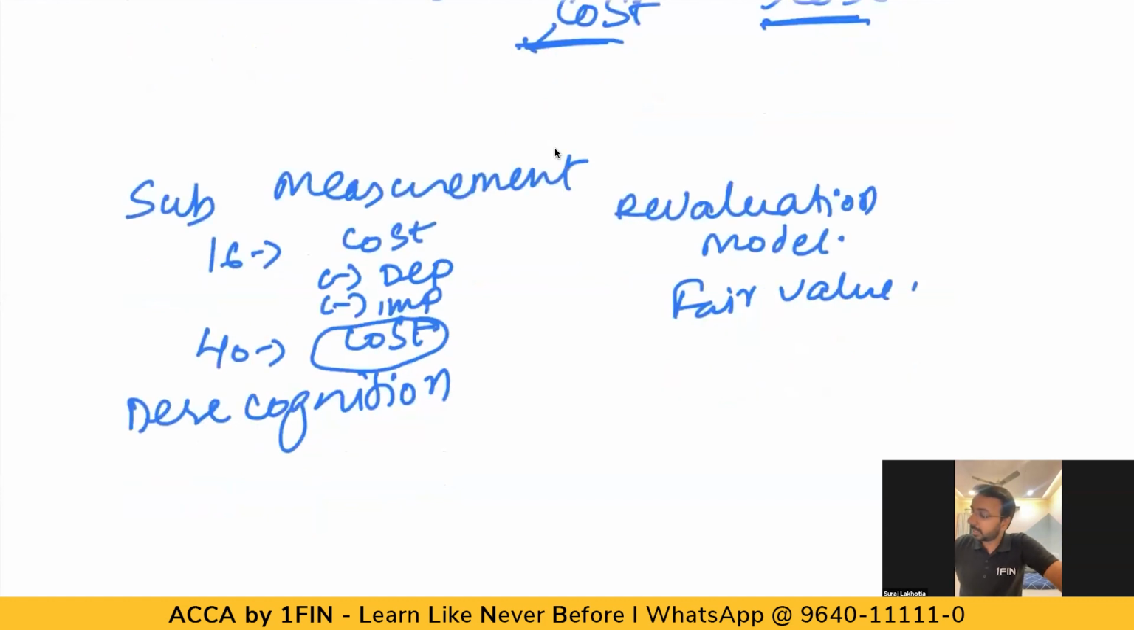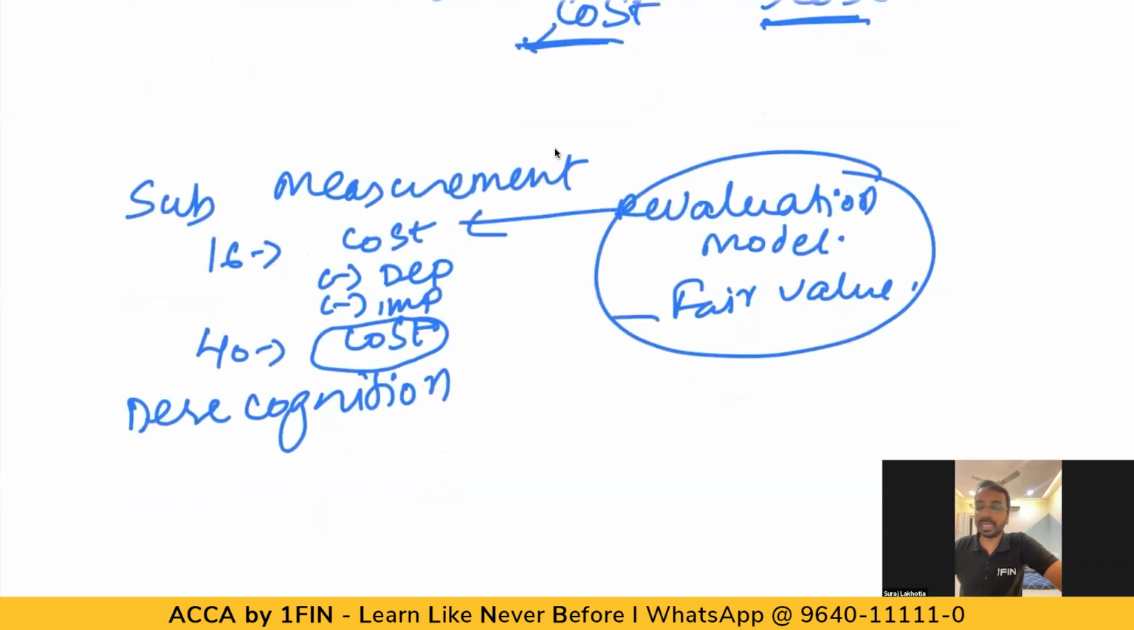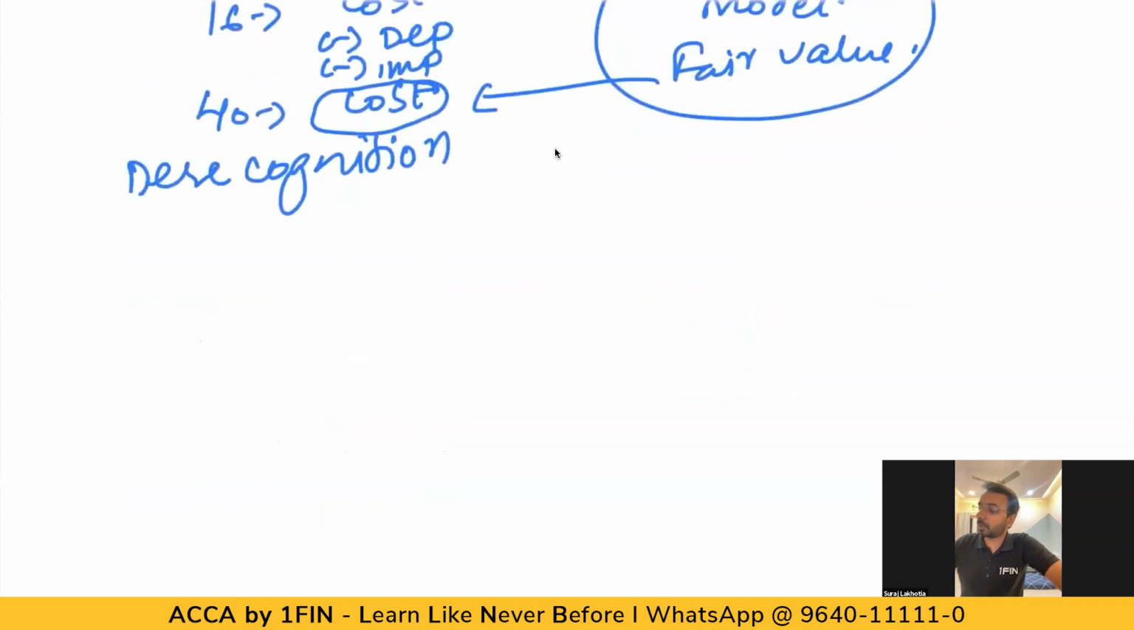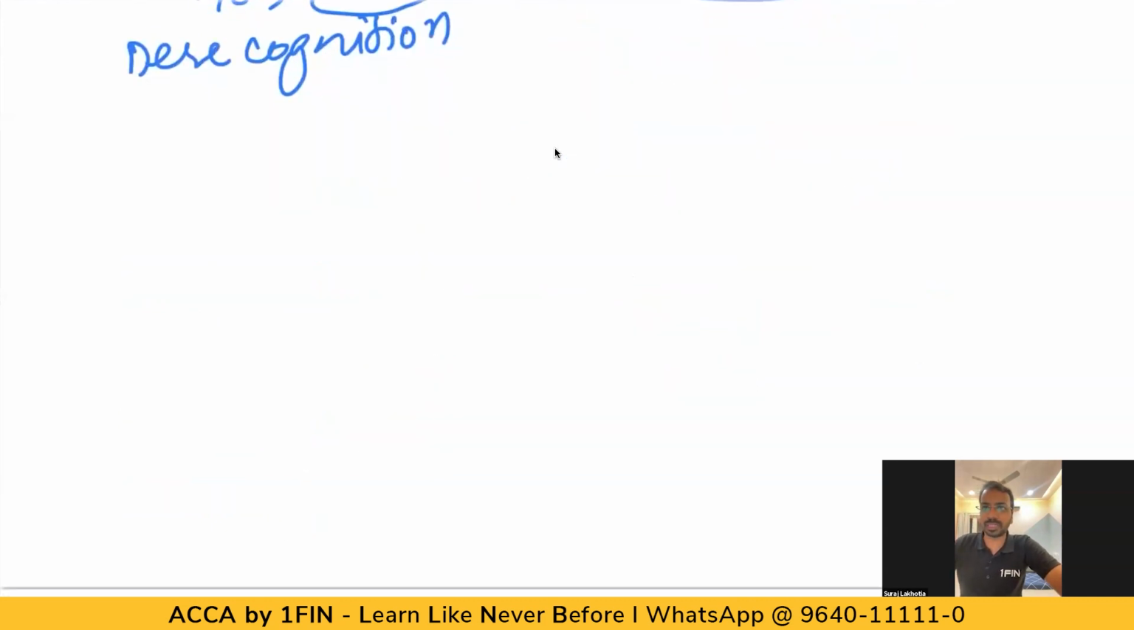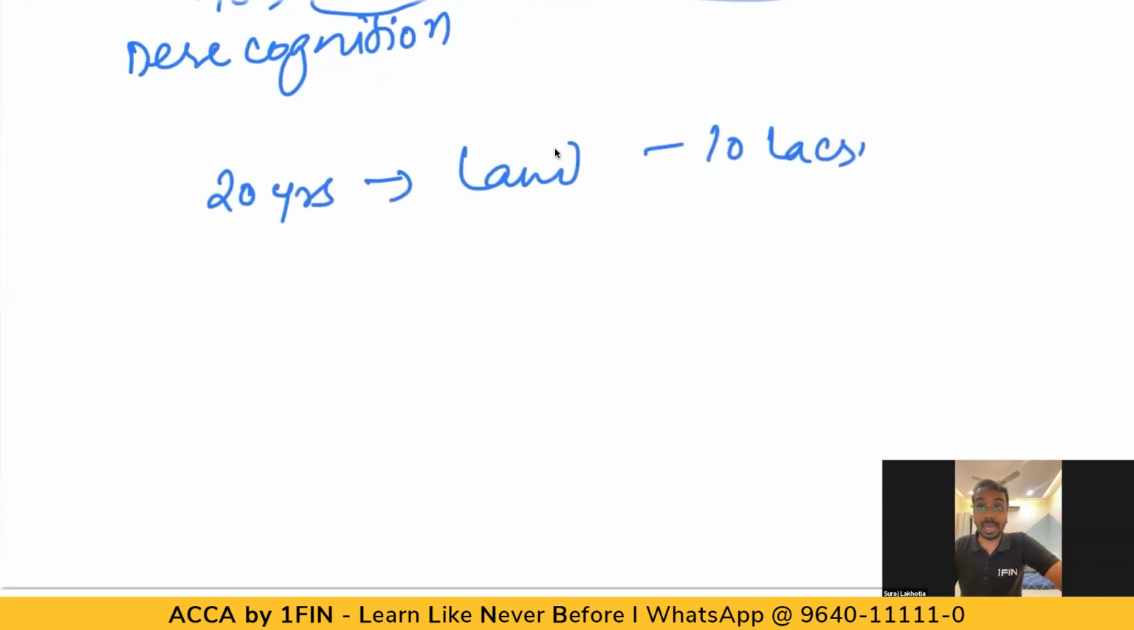Now, there is something called revaluation model or fair value model. Revaluation model is for property, plant and equipment. Fair value model is for investment property. Now, what is this revaluation model? Revaluation model basically says that, just for example, if I purchase some property 20 years back, land at 10 lakhs, I purchased land 20 years back at 10 lakhs. Today, the worth will not be 10 lakhs. Worth will be maybe 1 crore, maybe 5 crores. We don't know, right? So showing this at cost may not be appropriate.